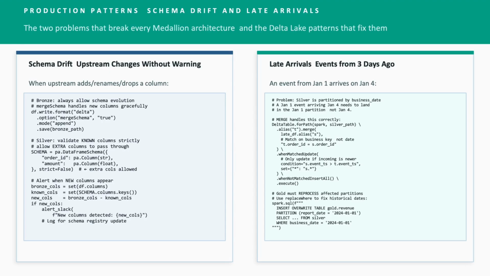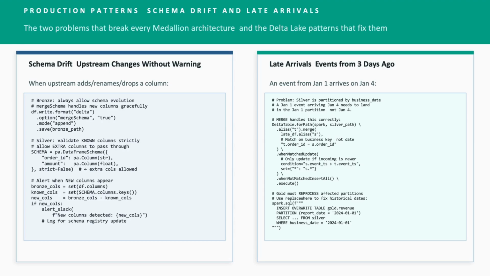So, the schema drifts. In bronze, always allow schema evolution. mergeSchema equals true on the write means Delta Lake adds the new column to the bronze table automatically. All old rows get null for the new column, and new rows have the value. Bronze never breaks on new columns. For silver, validate the known columns strictly. strict equals false in Pandera means extra columns are allowed through, but if order ID or amount changes type, it fails loudly.